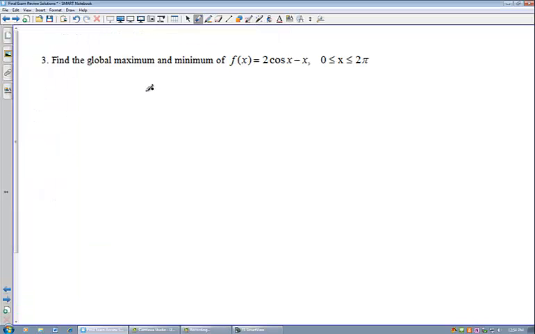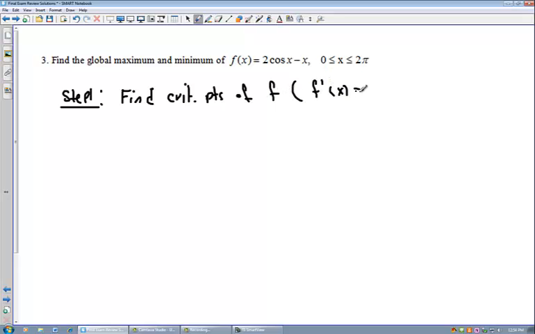And so now I'm going to do this problem. And so to find the global maximum by hand, I have to do step 1. I have to find any possible critical points, so local minimums or local maximums really. So find critical points of f. So this is when f prime of x is equal to 0 or undefined. That's the definition of a critical point.